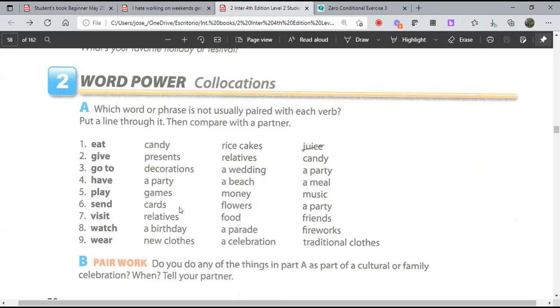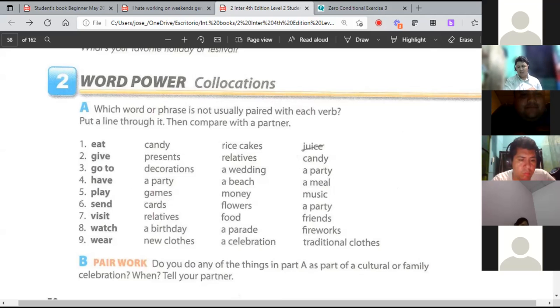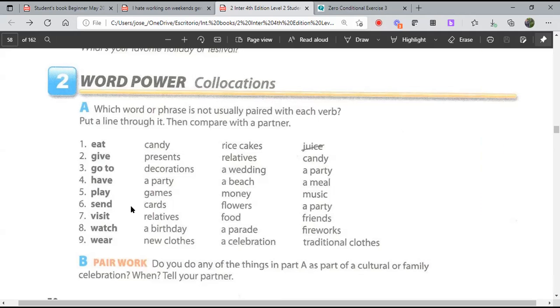Six. Send cards, send flowers, or send a party. Send a party. That's right. Exactly. We don't say, hey, we're gonna send you a party. No, we go to a party. No le enviamos la fiesta. No, we go to the party over there. Good. Next. Do we say visit relatives, visit food, or visit friends? Yeah, you're right. We don't visit the food. The food visits us. That's okay.